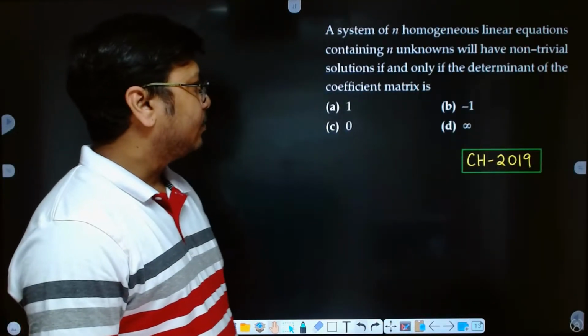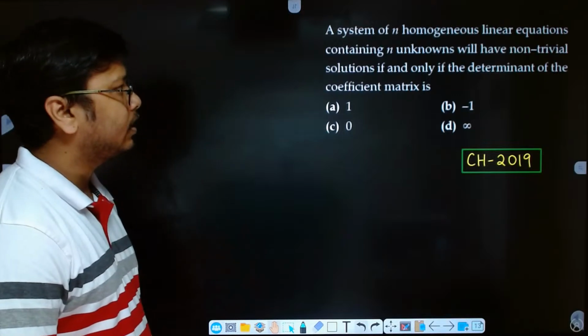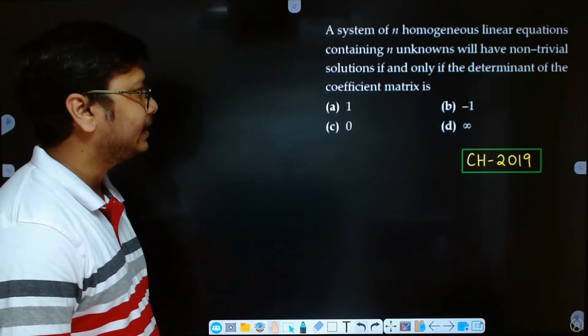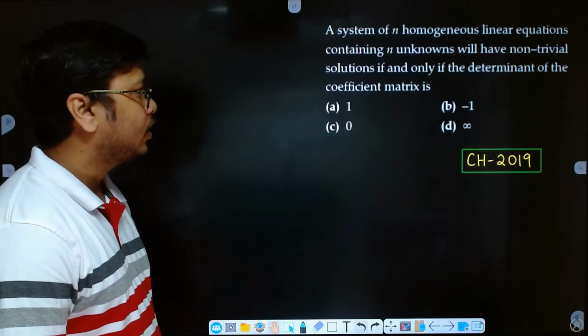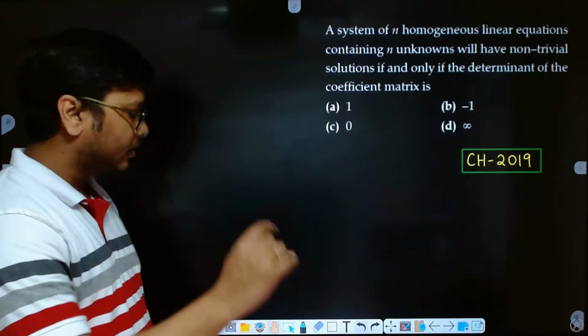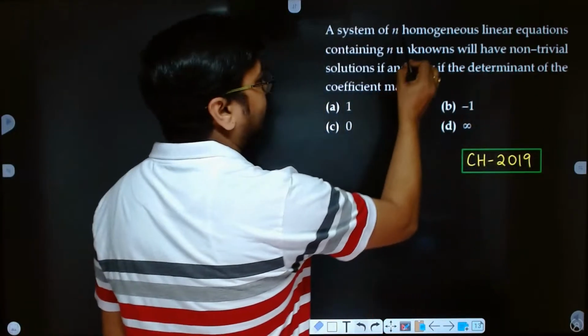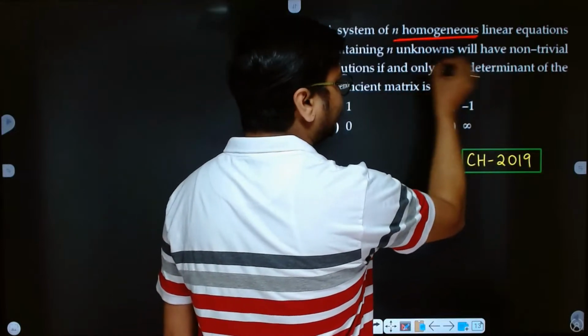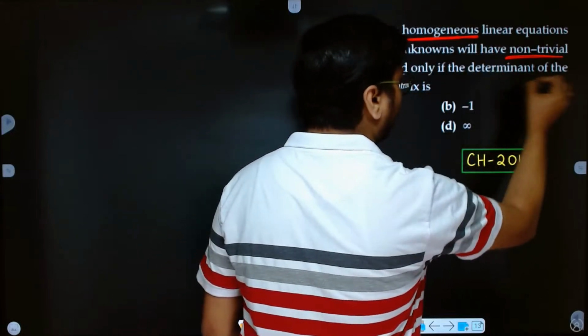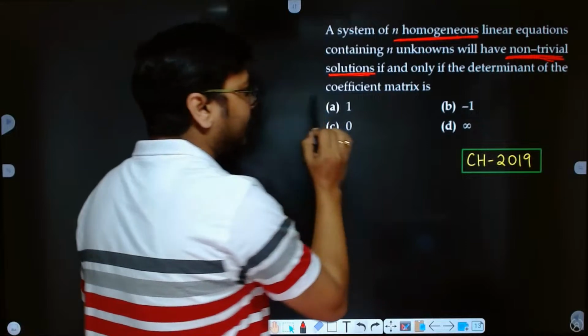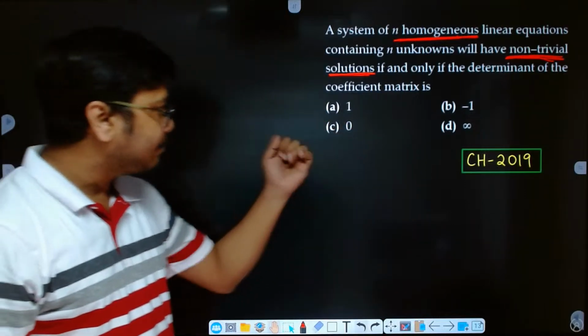So this is a question from 2019. A system of n homogeneous linear equations containing n unknowns will have non-trivial solutions. Here the terminologies are important: system of n homogeneous equations. The important things are homogeneous and non-trivial solutions. And what should be the determinant value for the criteria?